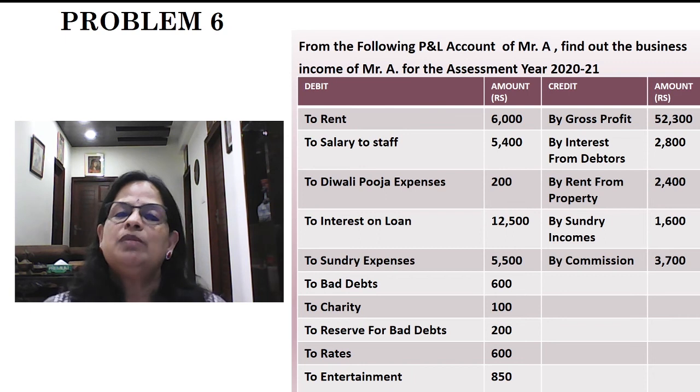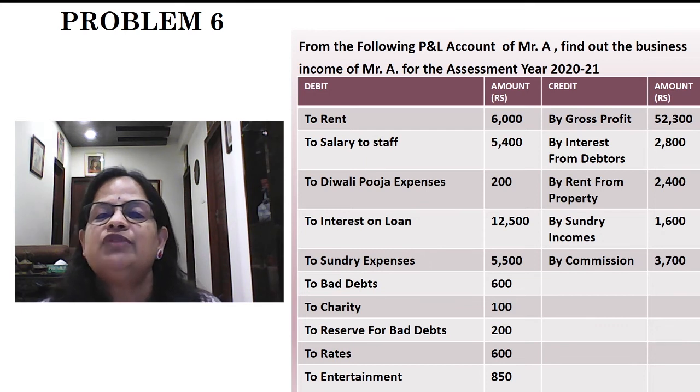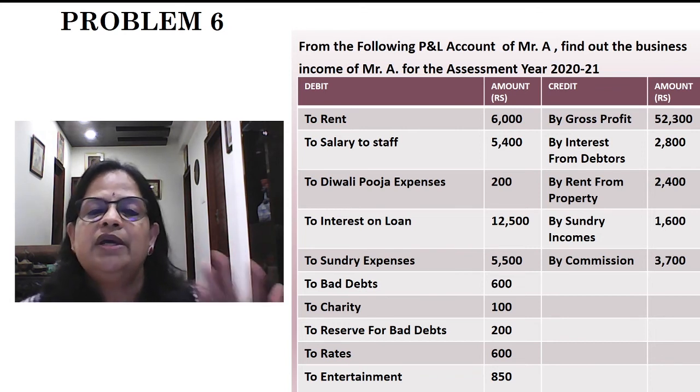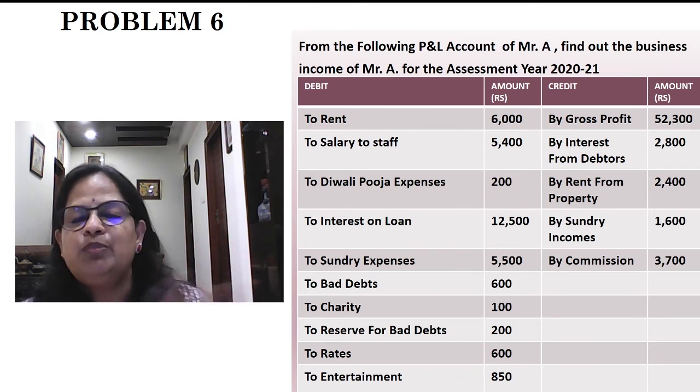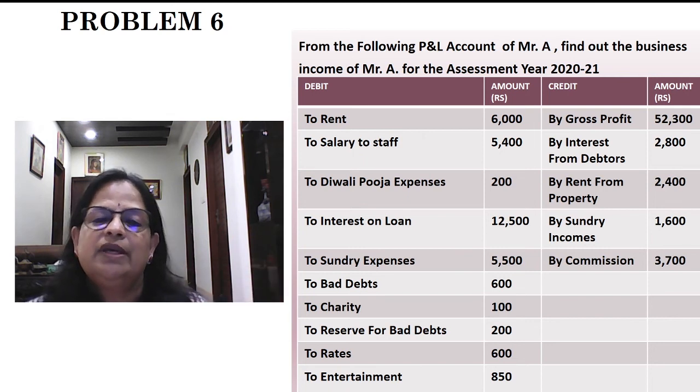Now last problem. From the following profit and loss account of Mr. A, find out the business income of Mr. A for the assessment year 2021. Now debit side, rent is allowed, salary to staff is allowed, Diwali puja expenses, any puja that is for the welfare and satisfaction of the employees, it's allowed. Any puja expenses for a business, it's allowed. Any religious background, Muslim, Christian, Hindu, anything allowed.